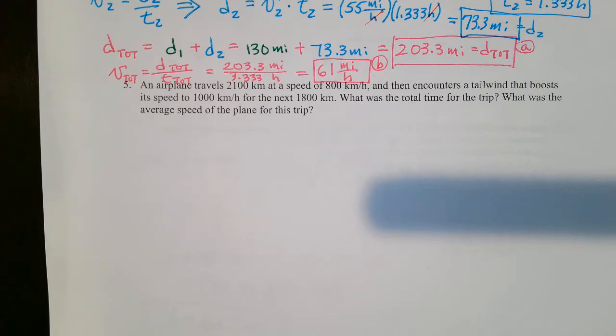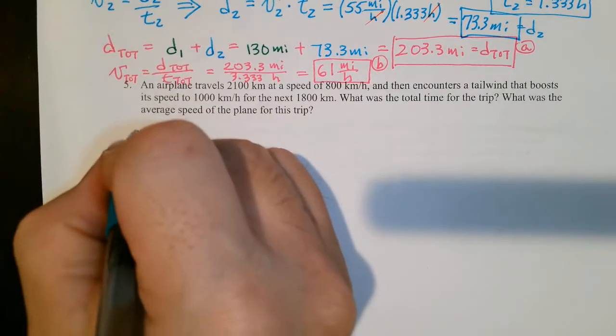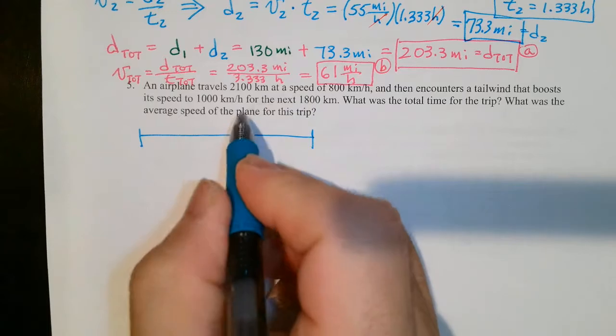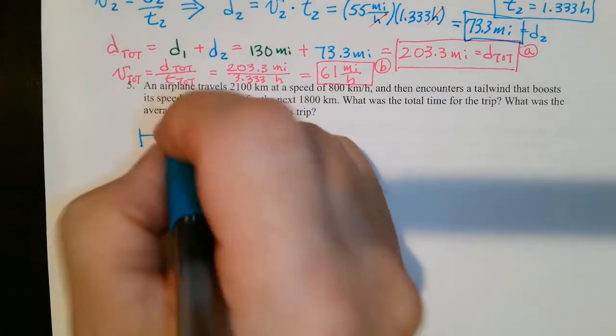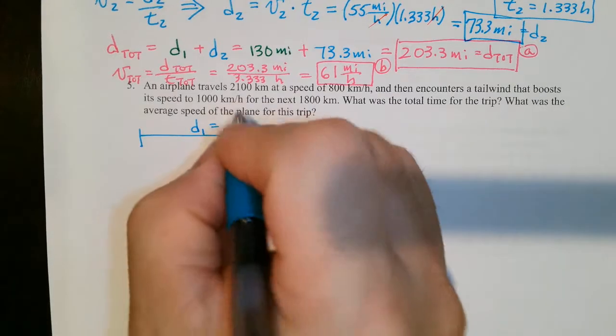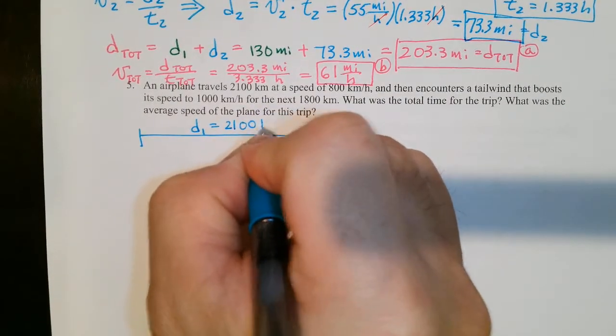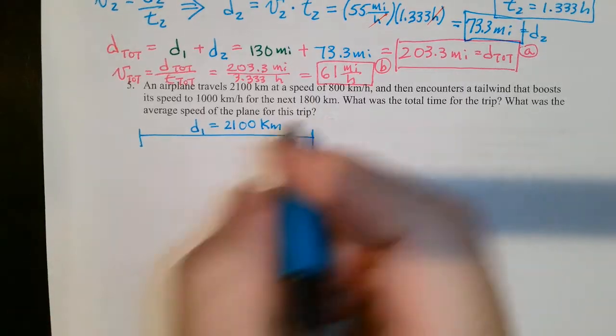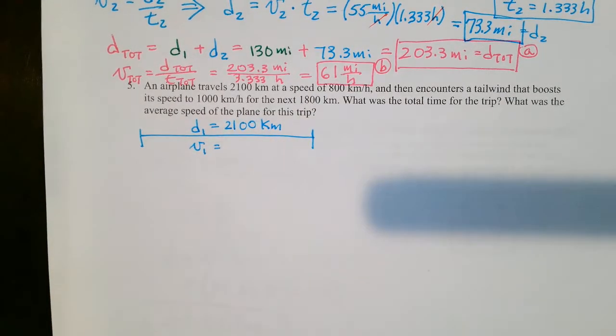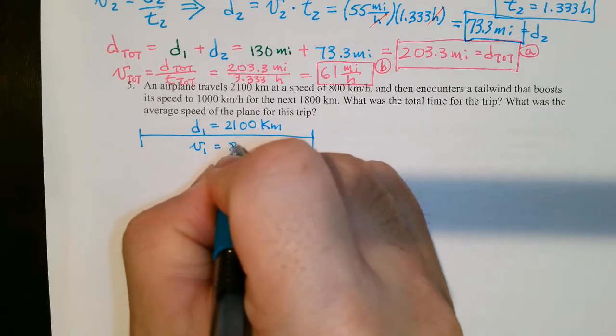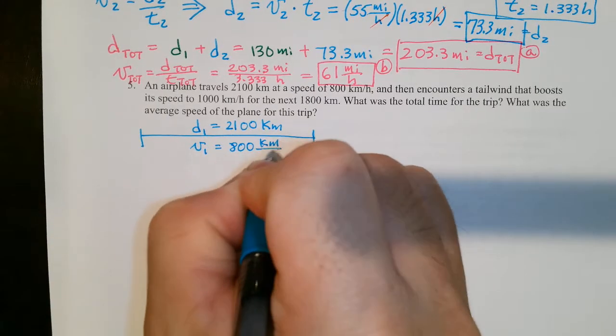So when it encounters the tailwind, that boosts its speed to 1,000 kilometers per hour for the next 1,800 kilometers. So we have two different trips here happening for the total trip, right? The first part of the trip, the airplane is flying, let's say, 2,100 kilometers. So the D1 is 2,100 kilometers, at a speed V1 of 800 kilometers per hour.